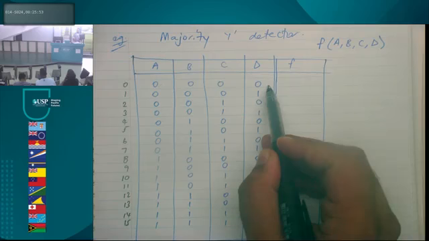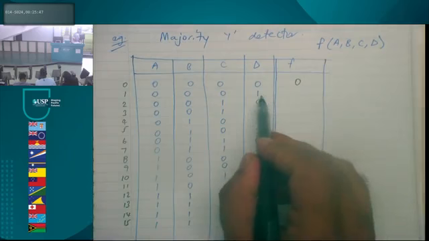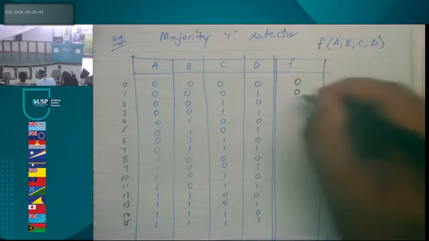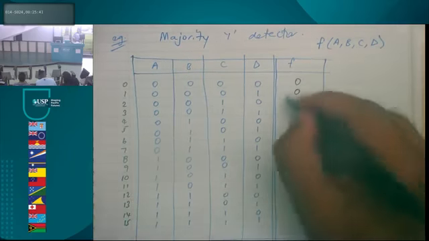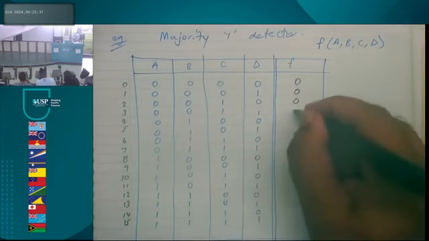Are there any 1s? No. So output is 0. Second, line 1. There's only one 1, but the zeros are in majority. So 0. Line 2, 0 is in majority. Line 3, 2 1s and 2 zeros. No, we want an absolute majority.